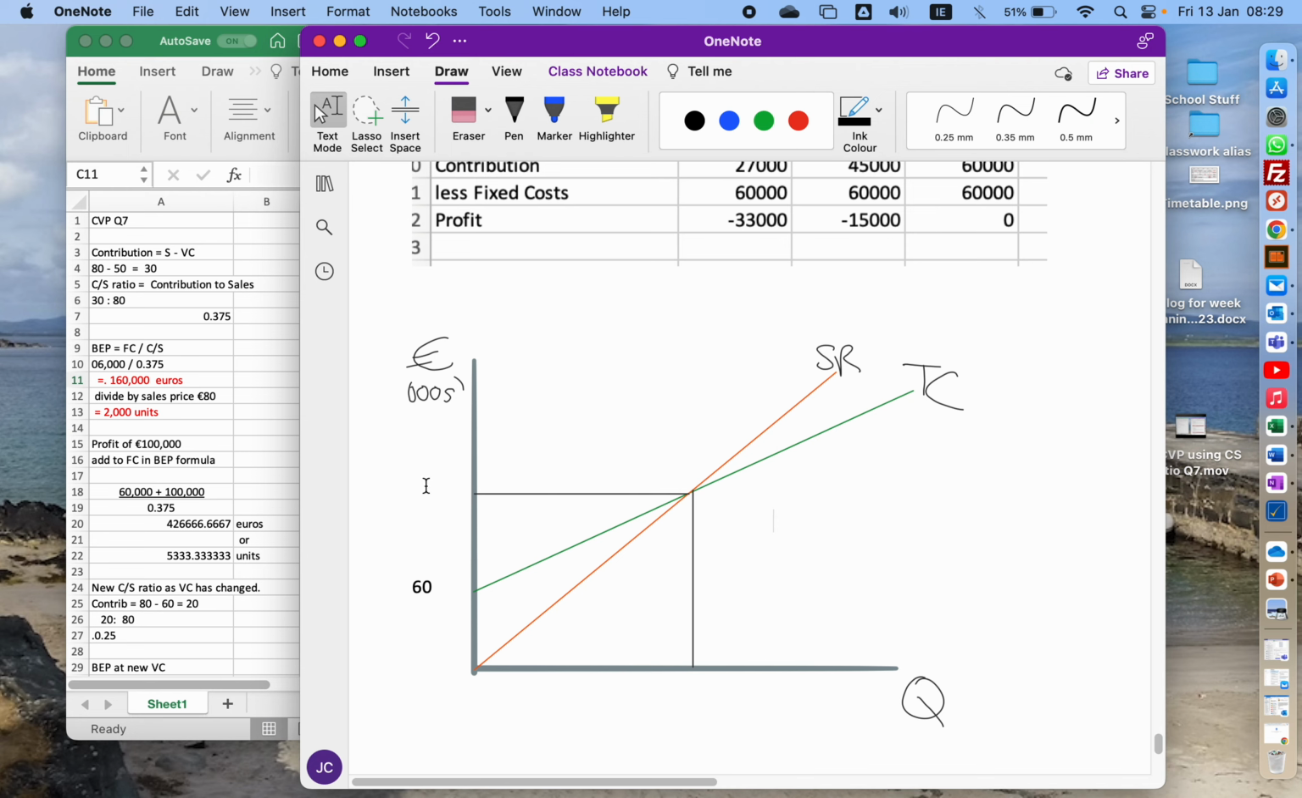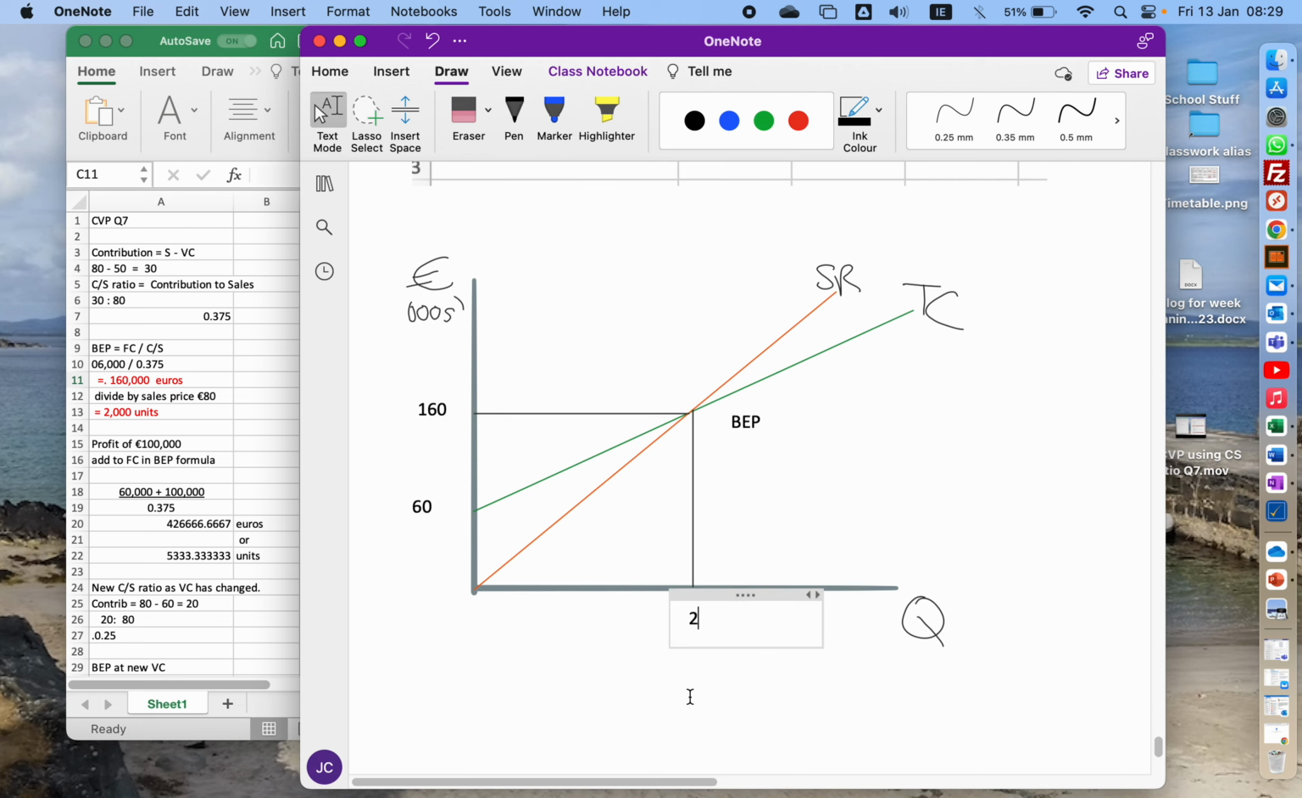So now I move on and I'll take the numbers from the formula. It says here I'll take in 160,000 euros. So 160 is what goes to mark that line there. Remember the break-even point, I might as well mark that as well. So the break-even point is there. And the break-even point quantity, it says, is 2,000 units. So I'll put 2,000 down the bottom. Okay, so that's how you label the diagram.